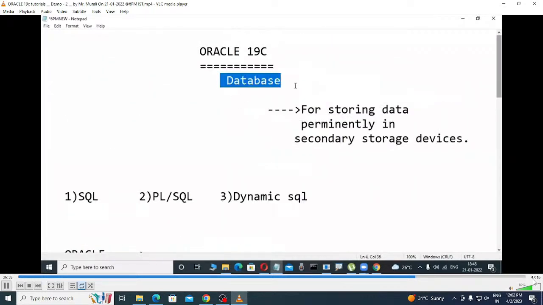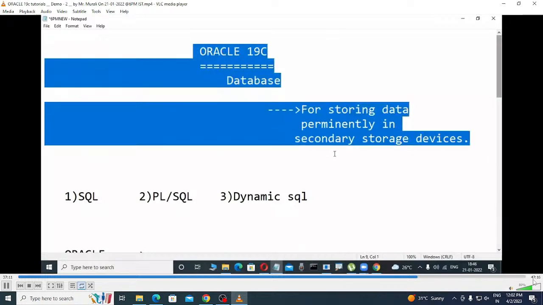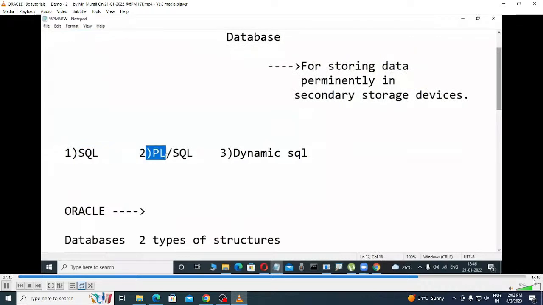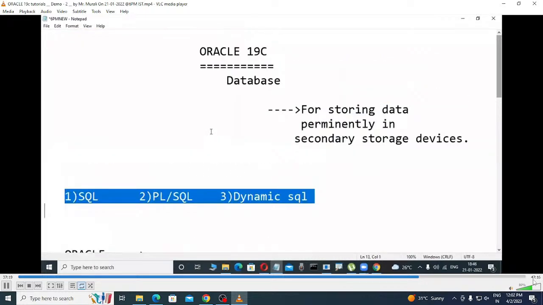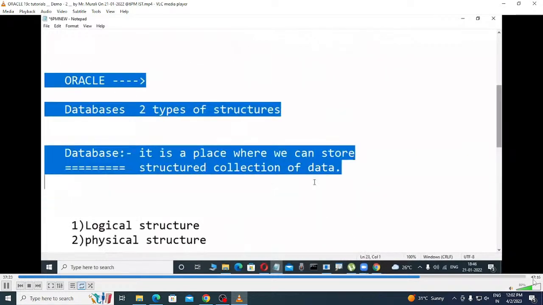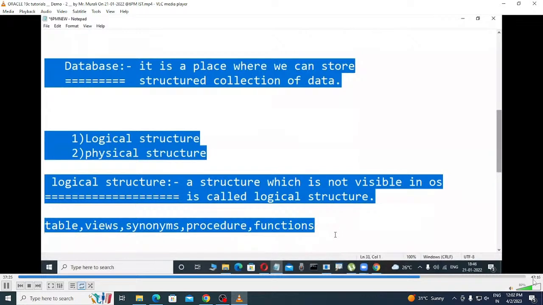What is the purpose of databases? Not only storing data permanently, but also efficiently retrieving and fetching data from some place. If you want to operate this Oracle software, we are using SQL, PL/SQL, and dynamic SQL languages. Anywhere we learn an Oracle course, these three things are covered. That is a very small thing I'm telling.